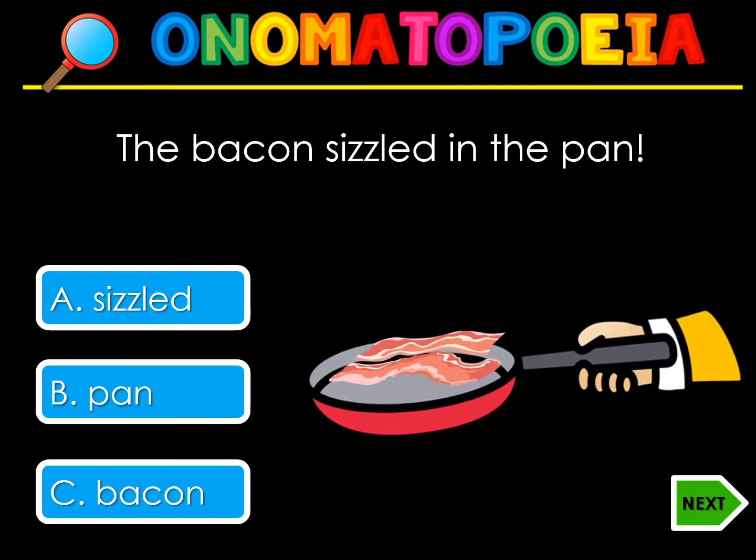The bacon sizzled in the pan. Is it A, sizzled, B, pan, or C, bacon? Did you get sizzled?